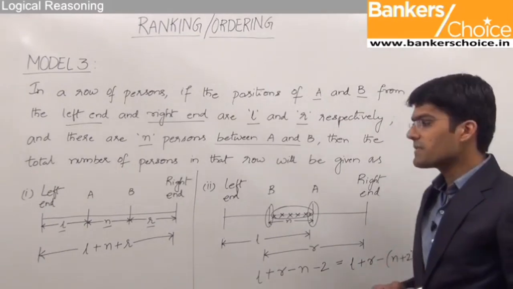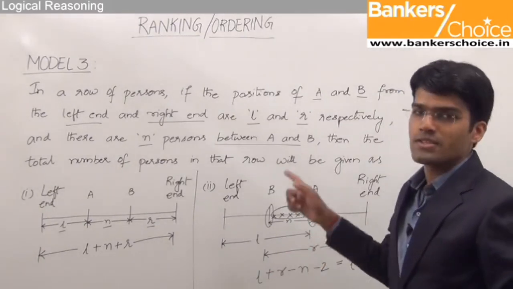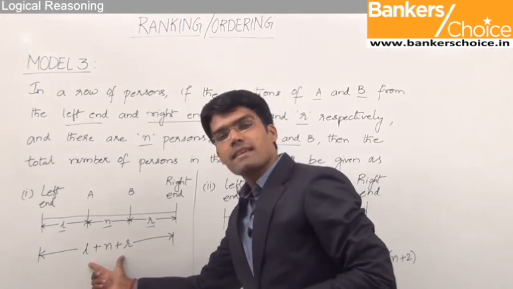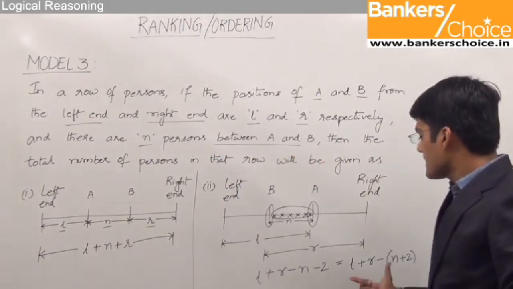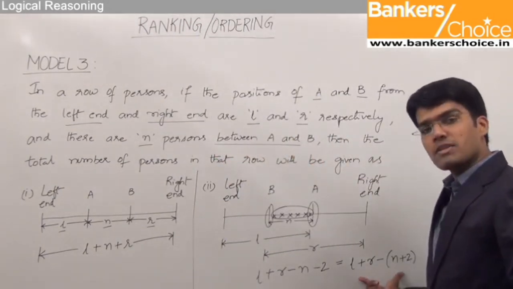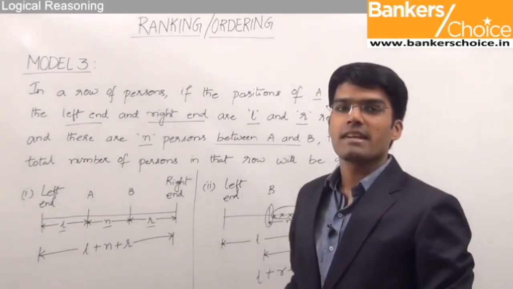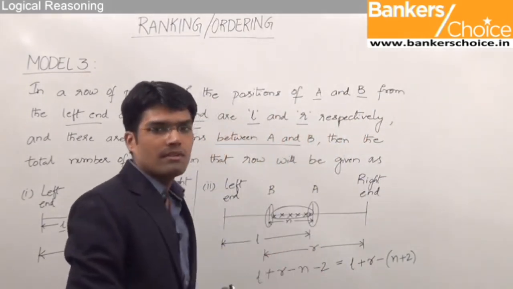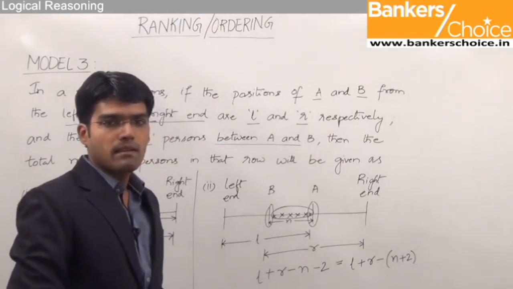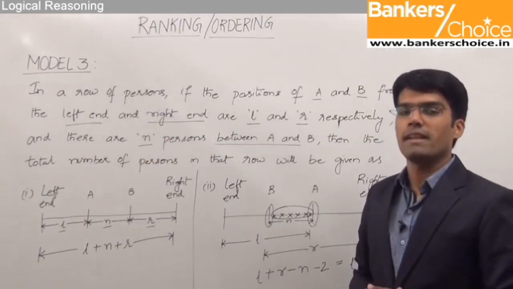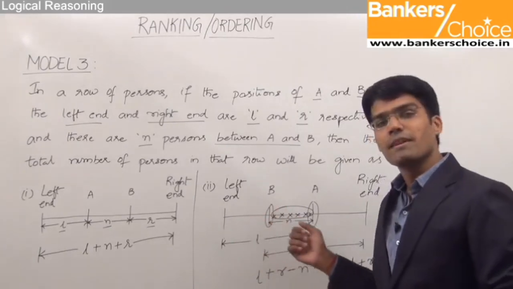So friends, as you have seen, we have two possible answers for model number 3. The first answer would be L plus N plus R, and the second answer is L plus R minus of (N plus 2). So how do we get to know which is the correct answer for this question in the exam? So the point here is, whenever such a statement is given to us, we can find out the total number of persons in two different ways.